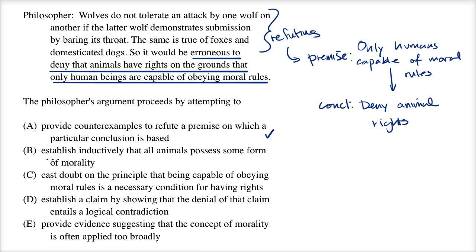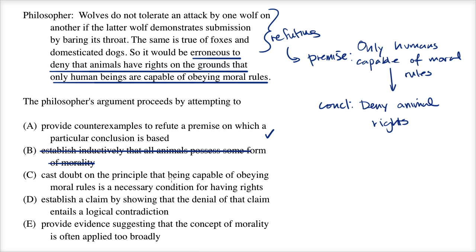So let's look at the other choices. Establish inductively that all animals possess some form of morality. No, he's just trying to give some examples of animals that he at least perceives to have morality to undermine this premise. He's not making a case that ants and everything else must have some morality just by giving a few examples. So this is definitely not going to be our choice.